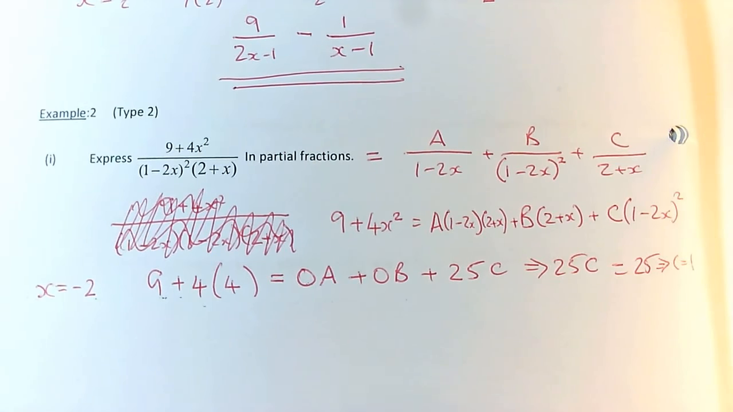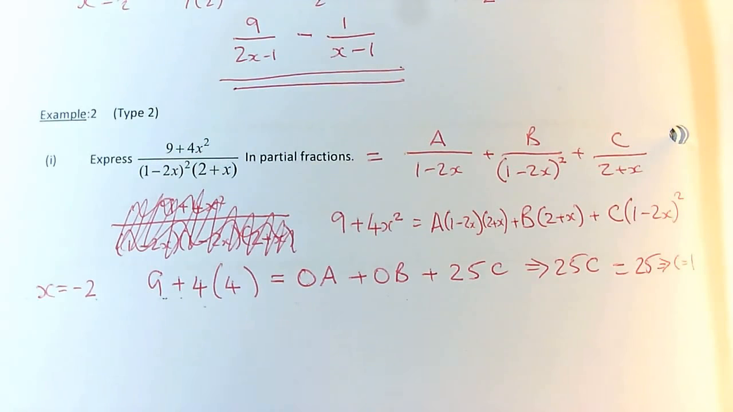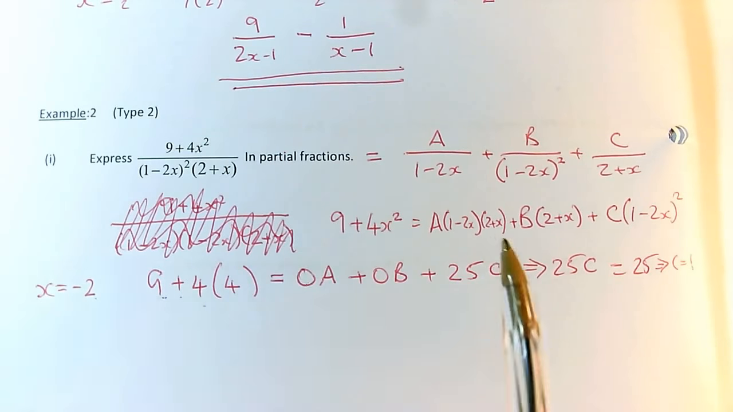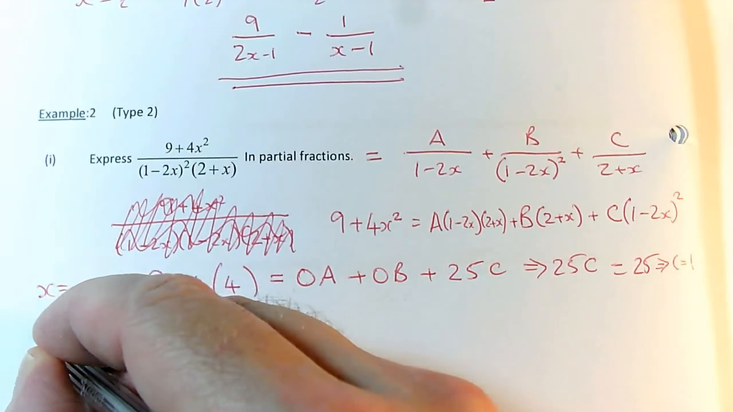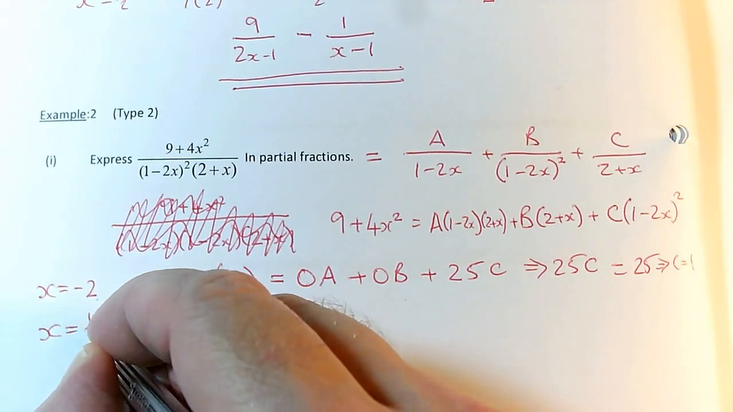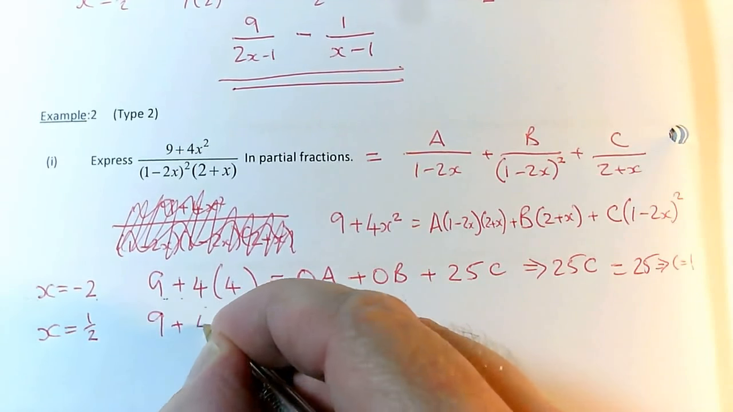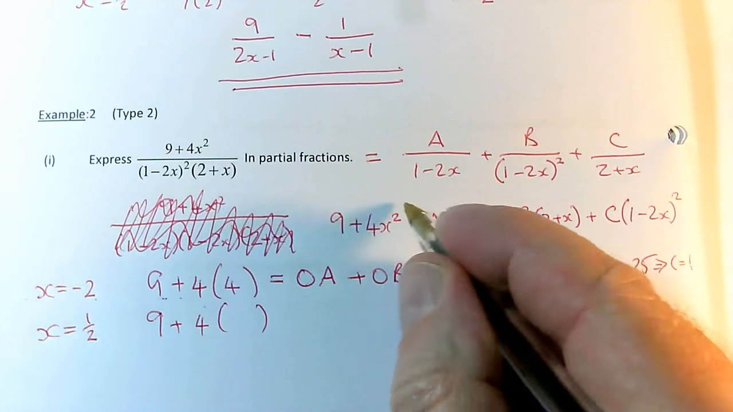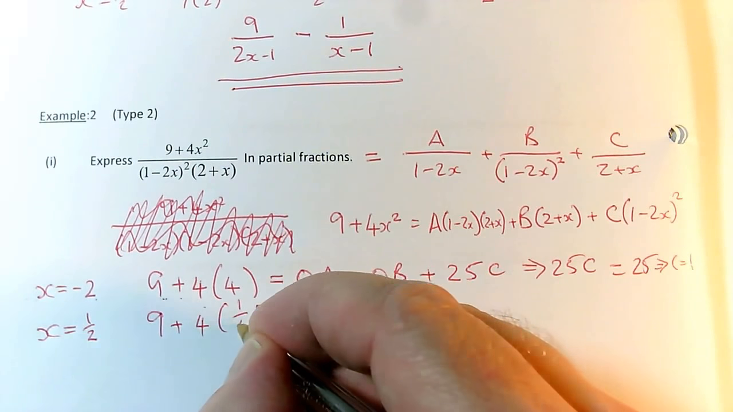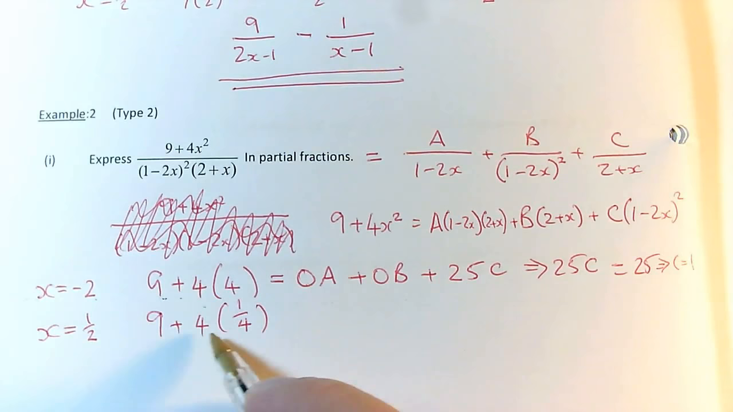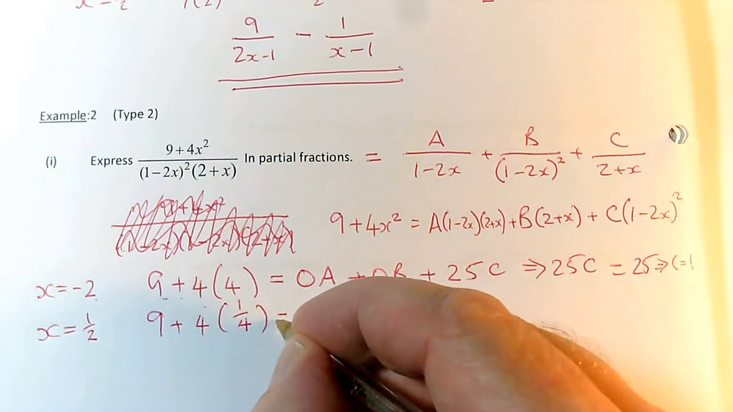Right, have I got any more smart values of x? Yes, I can make 1 minus 2x equal 0. For 1 minus 2x to equal 0, x has to be a half. So I'm going to have 9 plus 4 times, and x is a half, so I need to do a half squared, that's a quarter. So that's not going to be too bad. 4 times a quarter is a whole number, that's quite nice actually.